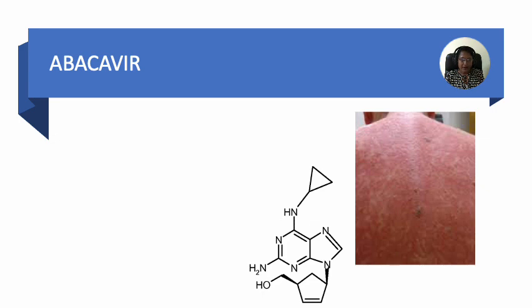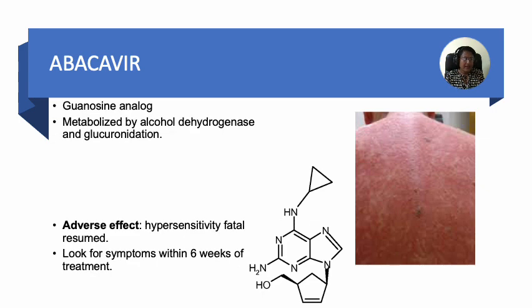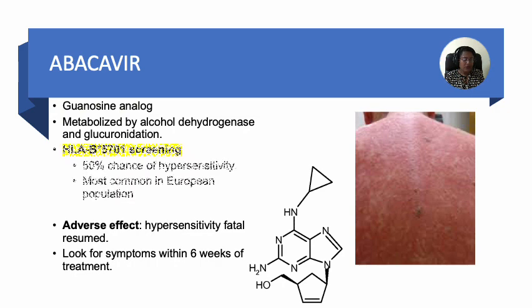So we have abacavir being the first one. It's metabolized by alcohol dehydrogenase and glucuronidation. The adverse effects associated with it are rarely hypersensitivity reactions, mostly seen in European populations. Therefore, in these populations, you'd want to do the HLA-B5701 screening test, the test associated with the HLA-B5701 allele, to rule out their chances of suffering that fatal hypersensitivity that you see in the diagram.